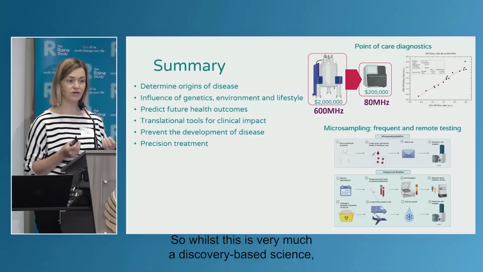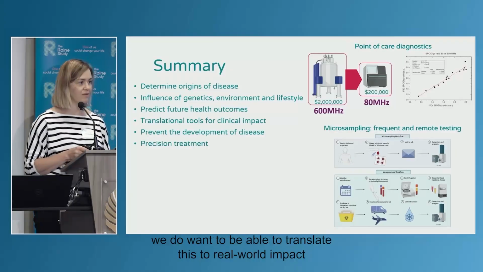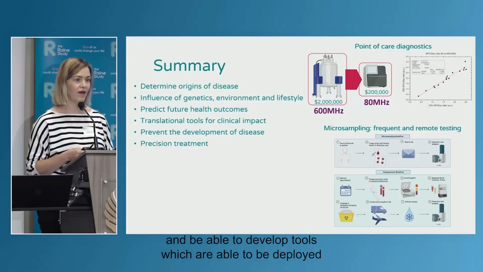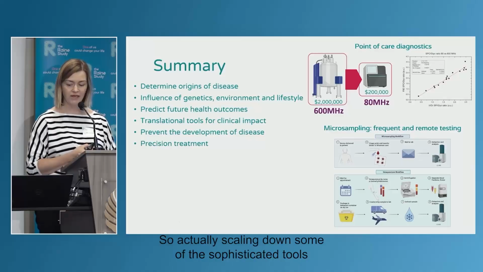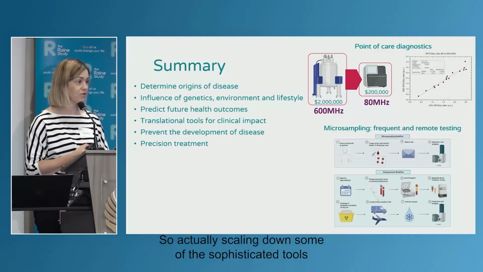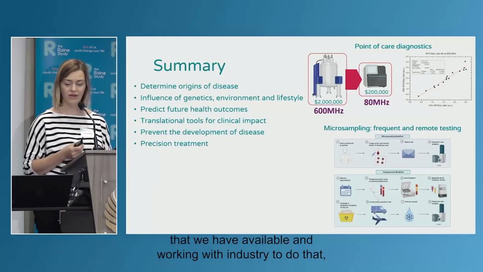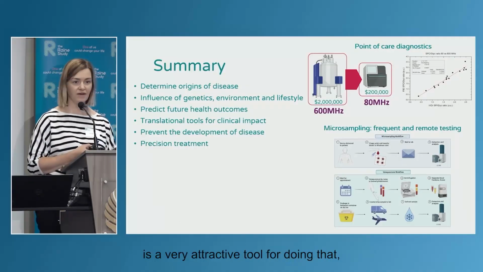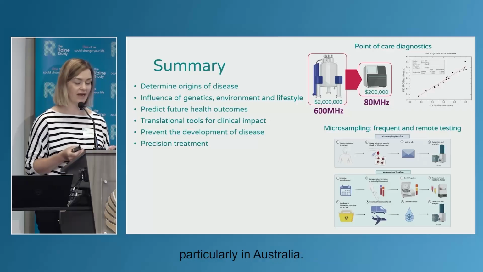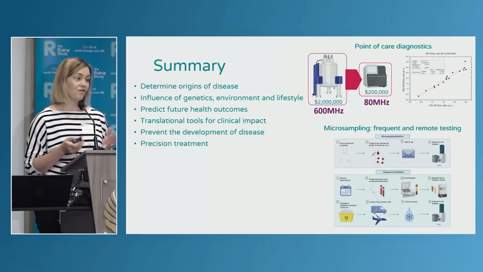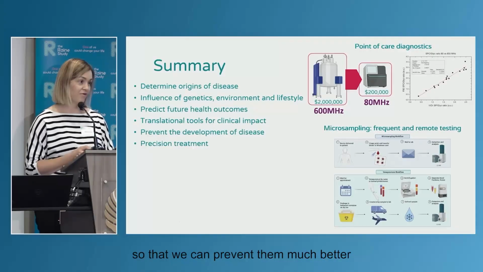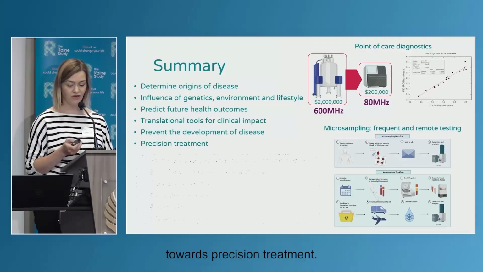So whilst this is very much a discovery-based science, we do want to be able to translate this to real-world impact and be able to develop tools which are able to be deployed in a real-world setting. So actually scaling down some of the sophisticated tools that we have available and working with industry to do that, making sampling much more accessible, and remote sampling in particular is a very attractive tool for doing that, particularly in Australia. And overall, the ultimate outcome, obviously, is to hopefully prevent and be able to predict these diseases so that we can prevent them much better towards precision treatment.